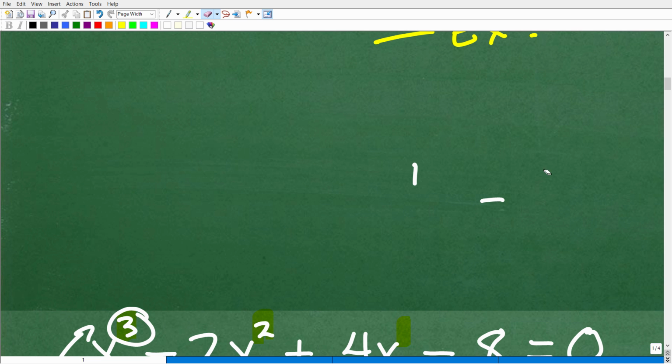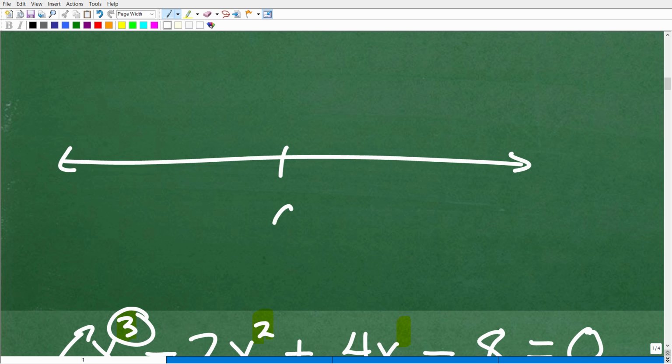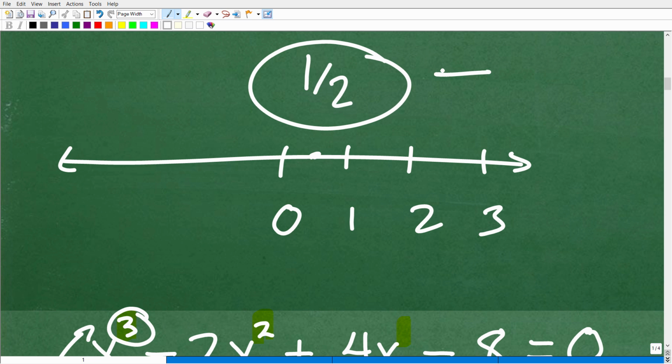All right, now a rational root, let me go back over here because I really want you to understand this concept. We have to go back to what is a rational number. On a real number line, here's 0, here's 1, here's 2, here's 3, and any number that is like 1/2, any number that we can express as a fraction of integers, is a rational number. So, for example, 1/2 is a rational number.